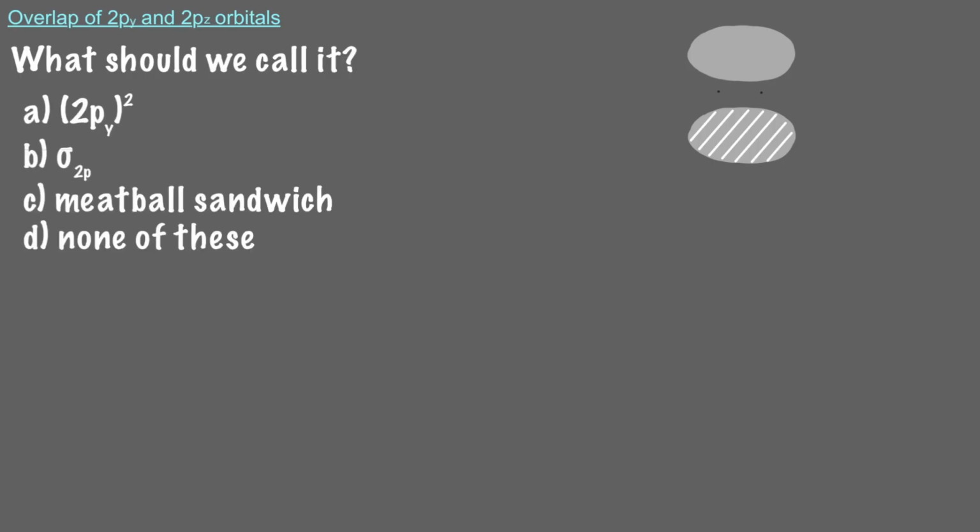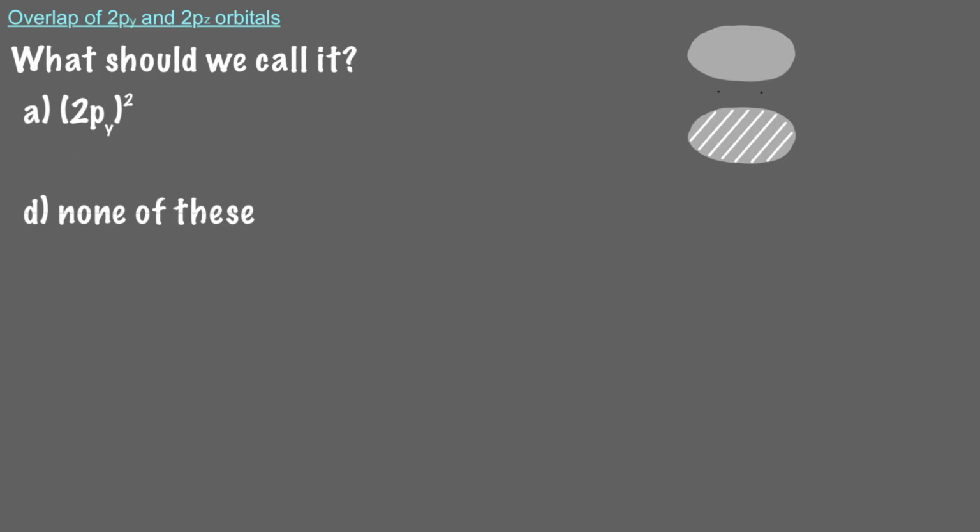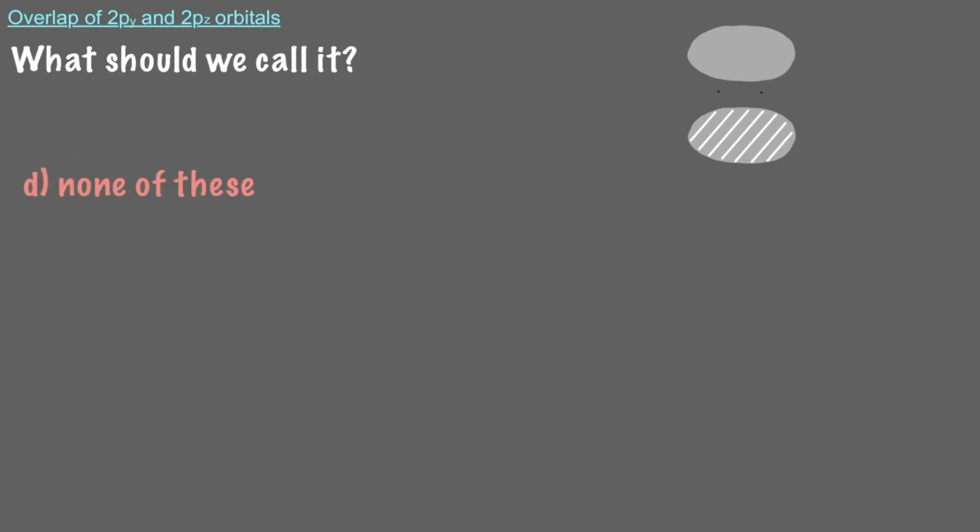But what should we call it? Though this molecular orbital does strongly resemble a pretty depressing meatball sandwich, that's not what chemists decided to name it. Also, since there's no cylindrical rotational symmetry, sigma's not the right name either. This is a new shape that we haven't seen before. We call it pi. And yes, it does sort of look like a meatball sub. This orbital is called pi 2p.